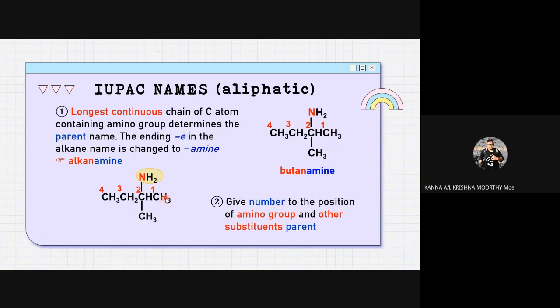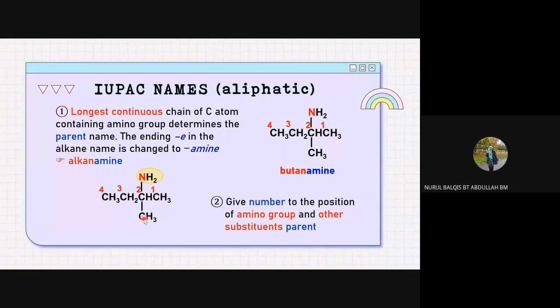Okay. So bila awak tengok dekat parent chain awak, ada tak substituent? So kita tengok dekat parent chain kita ada satu substituent carbon, satu substituent nitrogen. So kita kena letak nombor. Apa sahaja yang melekat pada parent chain, kita letak nombor. So dekat sini we have 2. 2 untuk N, 2 untuk C. Itu boleh?